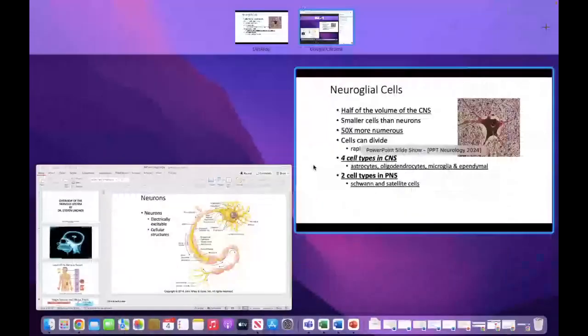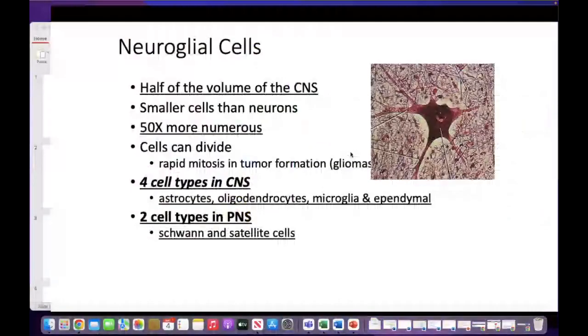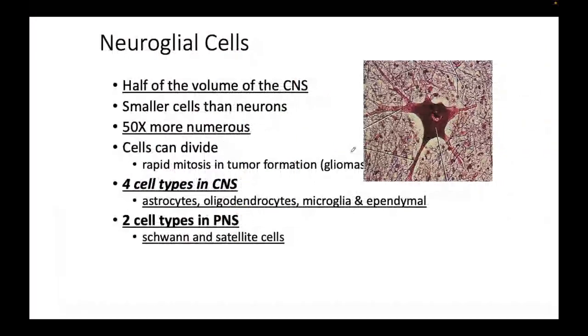Welcome back, class. What we're going to be taking a look at now that we've finished the neuron is the neuroglial cells. Remember, in the neural system we have neurons and we have neuroglial cells. The neuroglial cells are not electrically excitable, but they make up half the volume of the central neural system. They're 50 times more numerous than neurons.